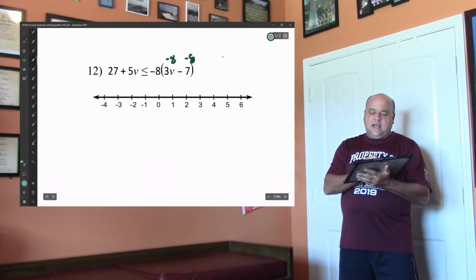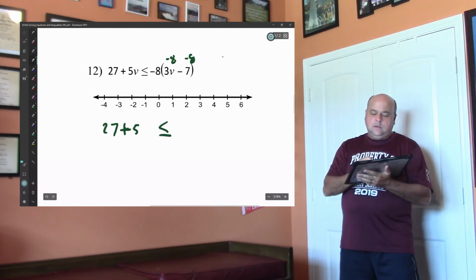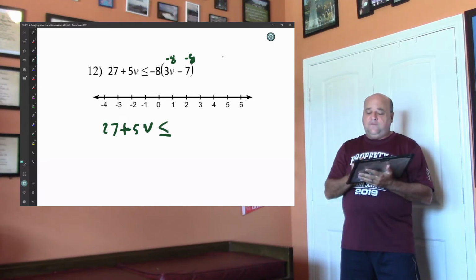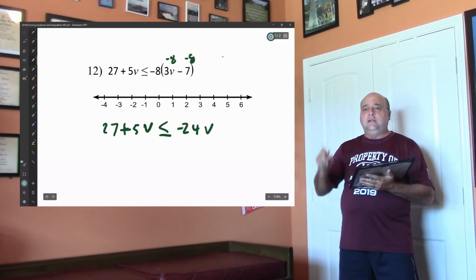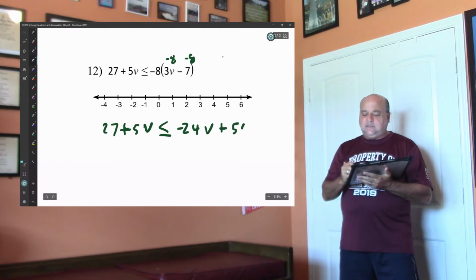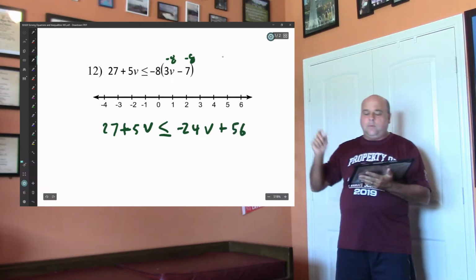Now then, nothing's going to happen to the 27 and the 5V. And then less than or equal to, and let me make that a V. And then -8 times +3 is a -24. And I have a letter V. Sign, number, letter. A negative times a negative is a positive. 8 times 7 is 56. You got to get every single sign number right.